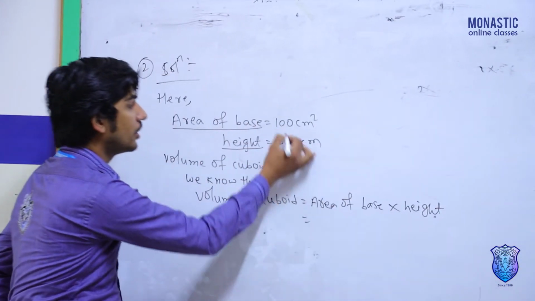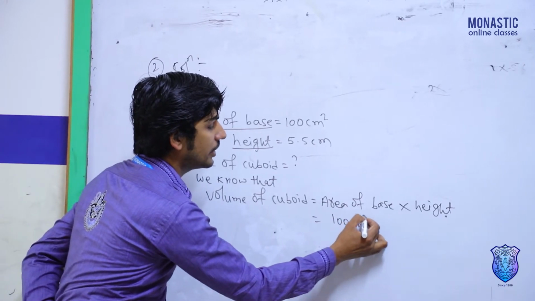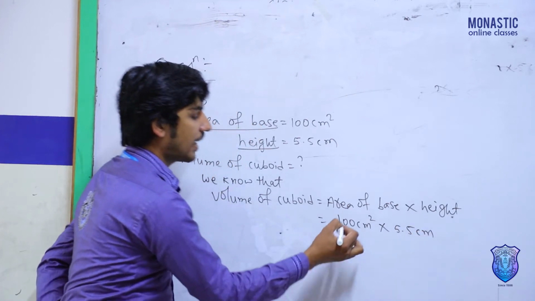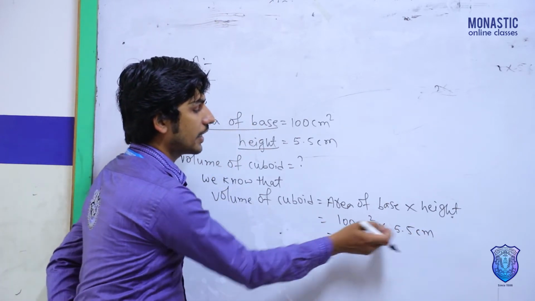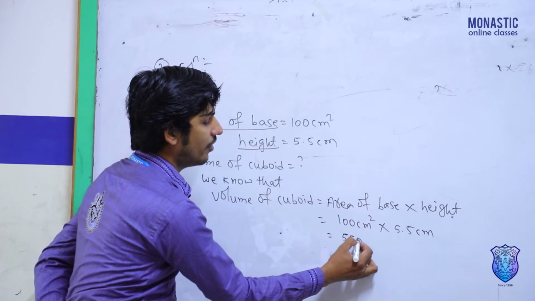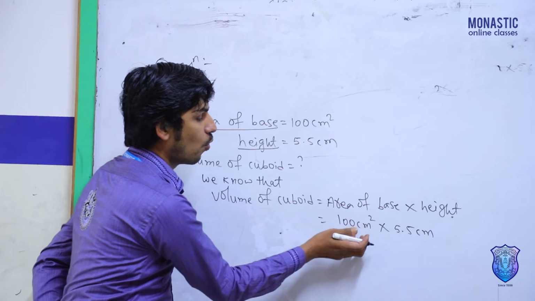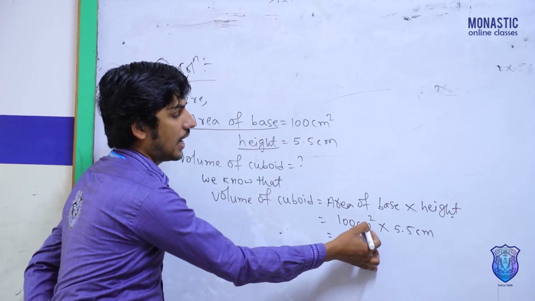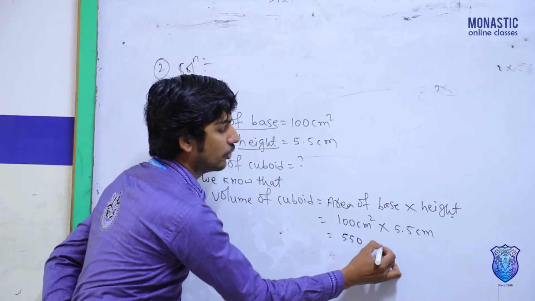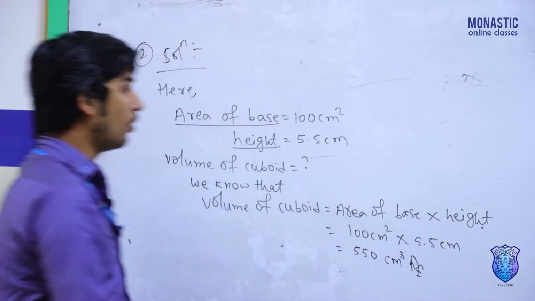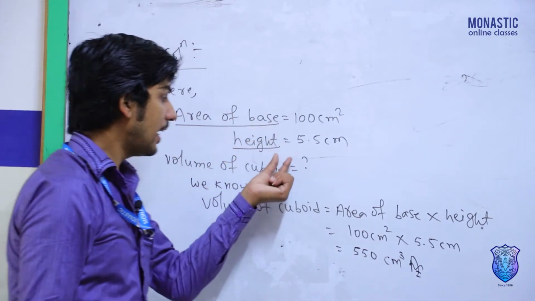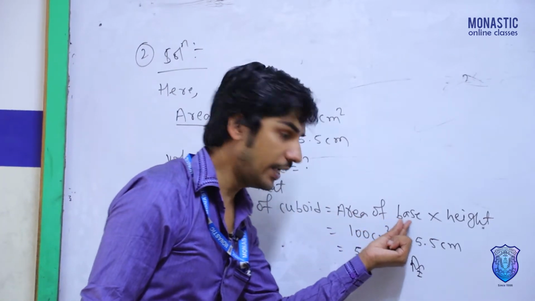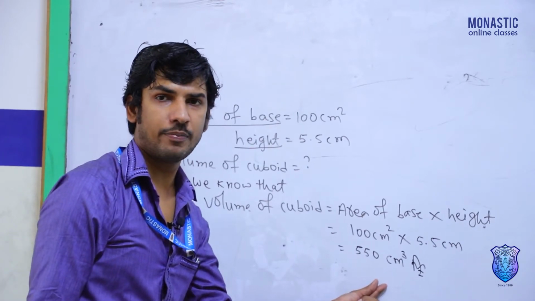The base is how much? 100 square centimeter, into height how much? 5.5 cm. After this, multiply both. So how much are we getting? That is 550, as the decimal has been removed. So 550 square cm into cm, that is cubic centimeter. So like this, when the area of base and height are given, using the volume of cuboid formula, simply you can get the volume of cuboid.